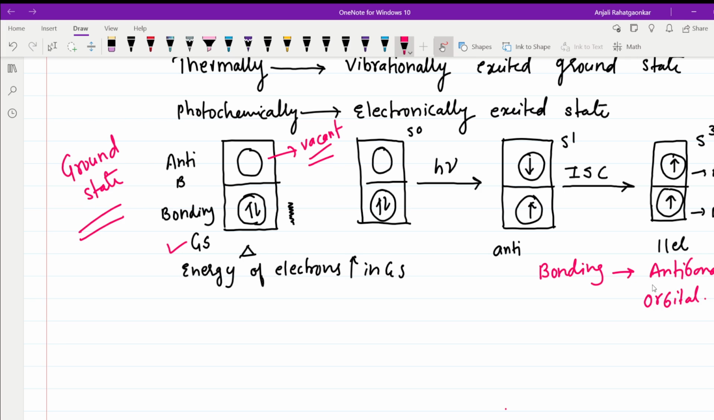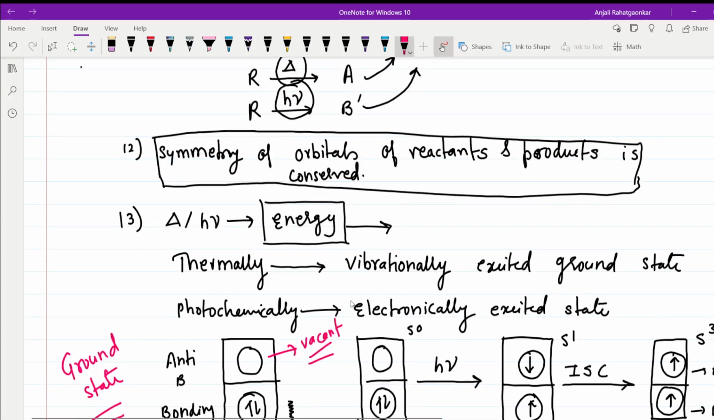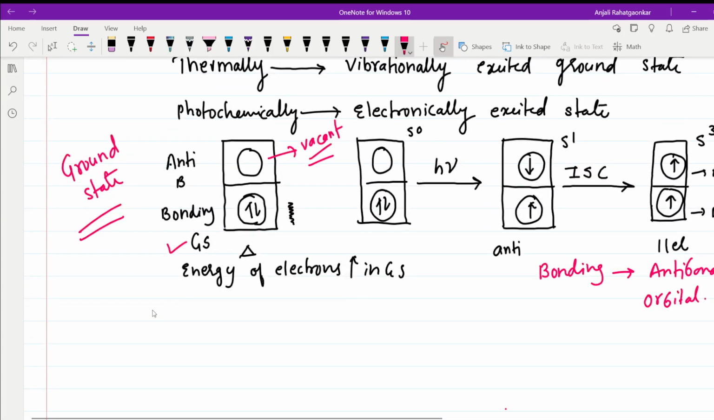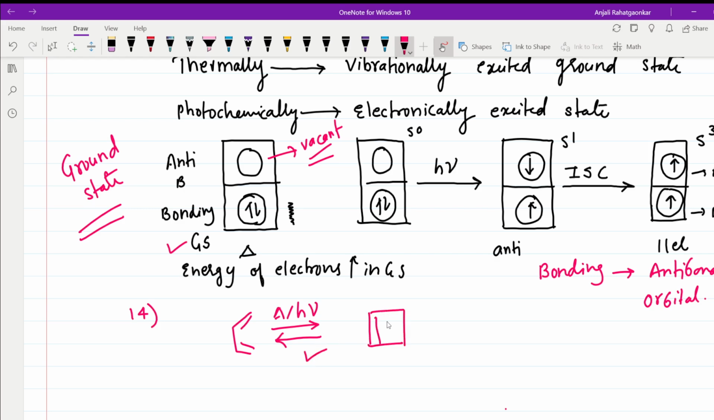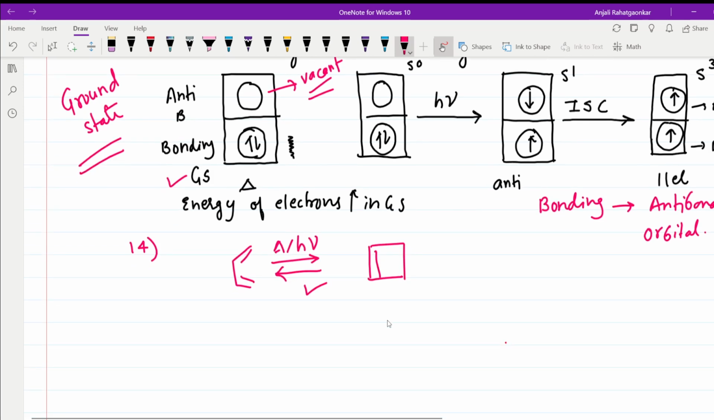Then another most important thing I need to explain, that as you have seen all the reactions I have drawn over here show this type of double arrow. It means that these reactions go with the forward direction and the backward direction.